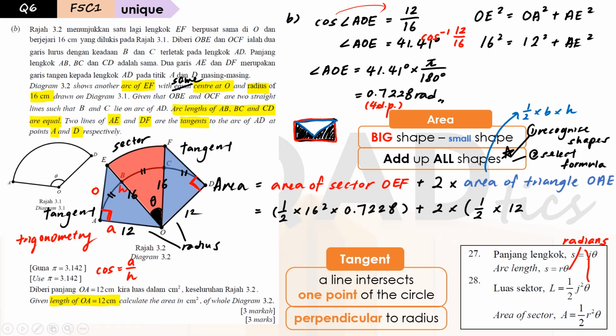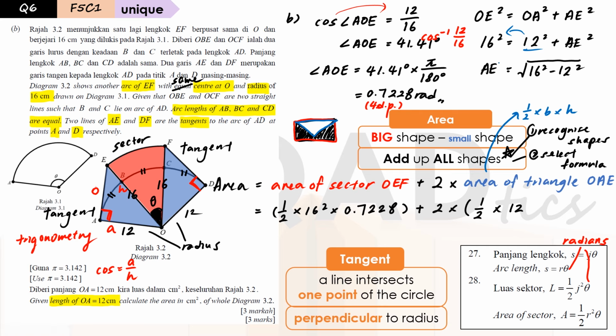Okay, so here for the 12 squared, I'm going to move it to the other side, and then I'm going to switch the places. So AE squared will be on the left, and 16 squared minus 12 squared will be on the right side. Okay, and the square here, I will move it to the other side. So here will be the square root of 16 squared minus 12 squared.